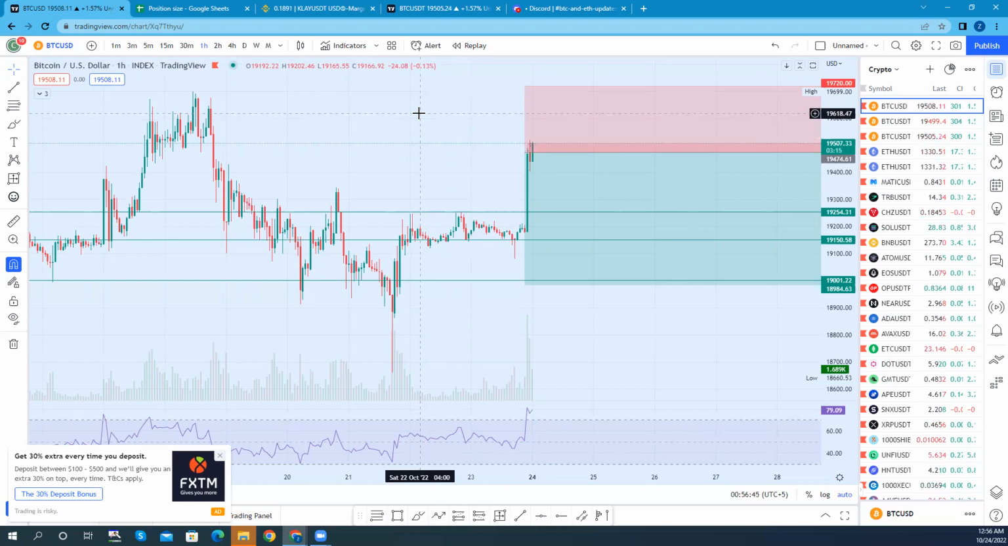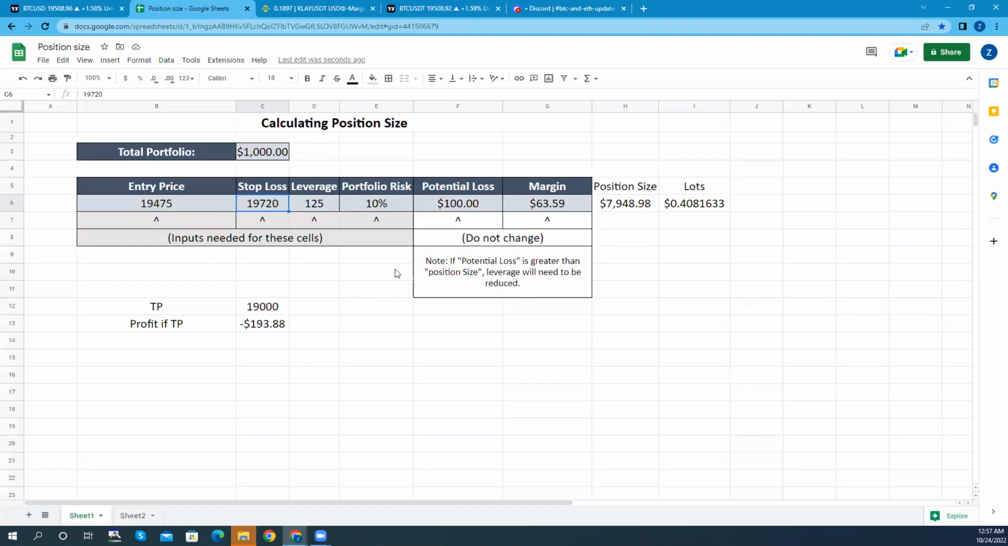You open a position and you take a loss on the basis of your price on the chart, not the amount you want to lose in a trade. You can't change your stop loss on the basis of that. So you have a stop loss of 19,720 and you are risking, let's say, 10%. That means you will lose $100 on a $1,000 portfolio. So you will have to add $37 in isolated mode.